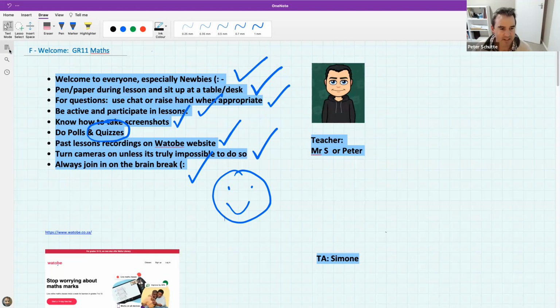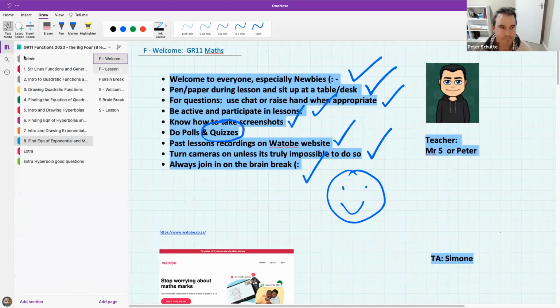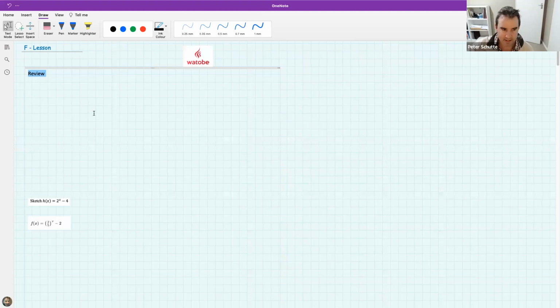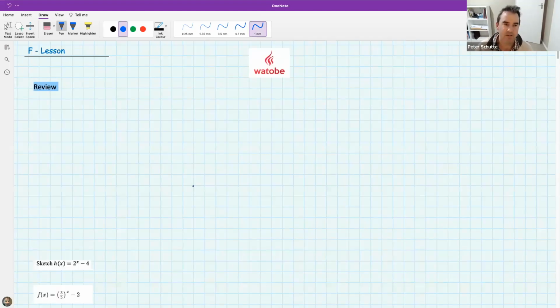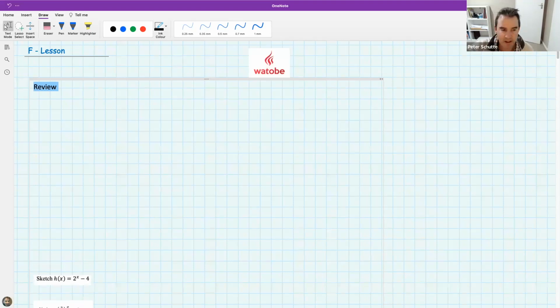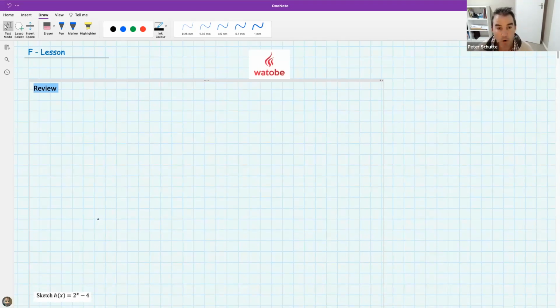Okay, let us get going. So in the last lesson, we spoke about this thing called an exponential function. And I want to ask, just what do you remember? So maybe some students can either put their hands up and tell me one thing, or you can put it in the chat. What are things that you remember from the last lesson about exponential functions?